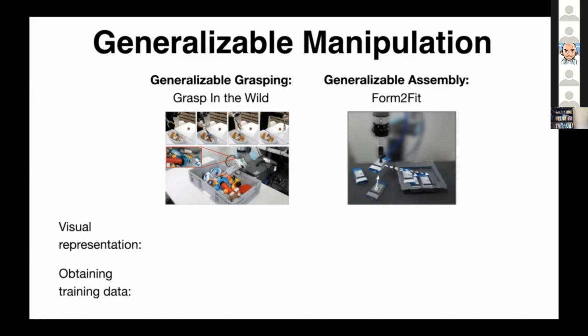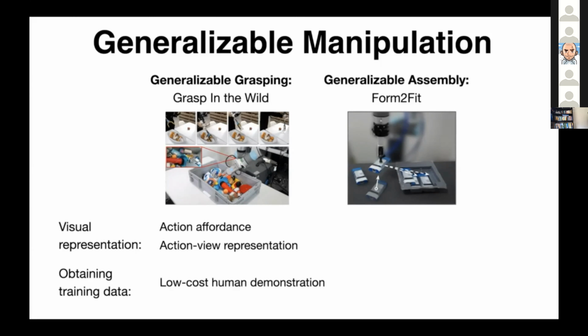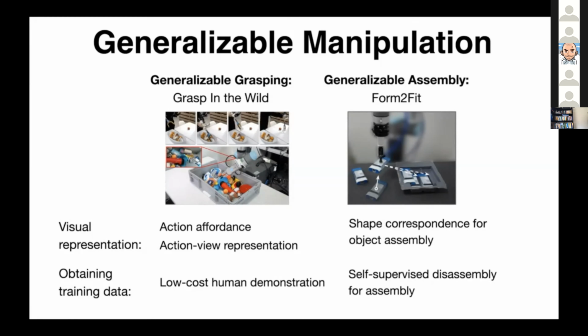To enable generalizable grasping, we use action affordance to directly map the visual observation to possible grasp actions. We also use action view representation to enable high degree of freedom closed-loop control, and we train this model with low-cost human demonstration data. To enable generalizable assembly, we study the idea of learning shape correspondence for object assembly, and we train this shape matching function from self-supervised disassembly data.